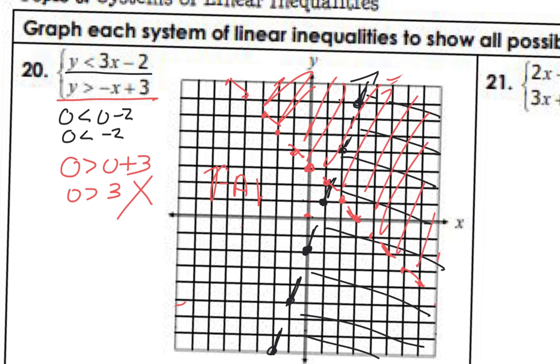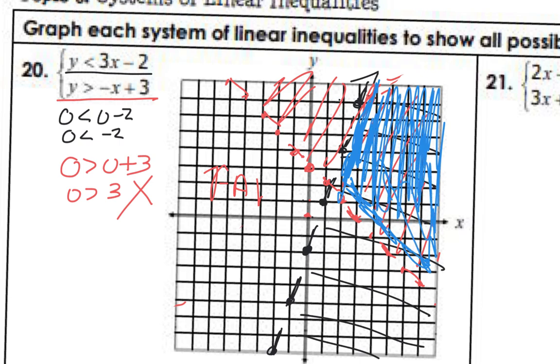So now, we say, okay, where is it red and black? So it would just be right in here, using those dashed lines as our boundaries. We're not touching those lines, but we're using the dashed lines as our boundaries. So everything in here would be my solution. Okay?